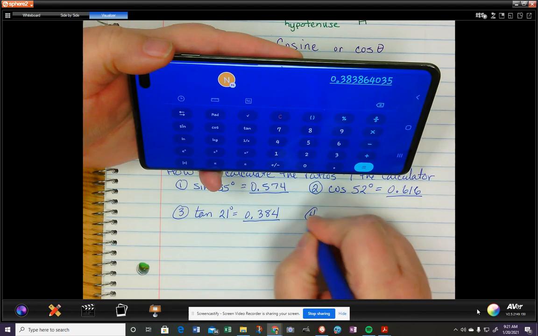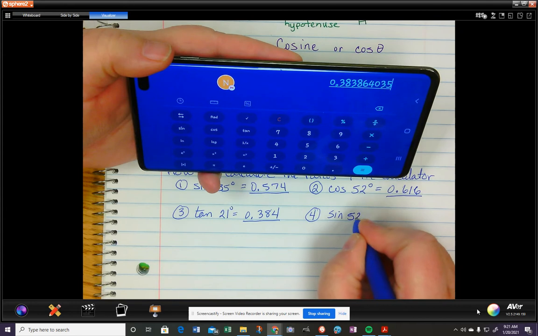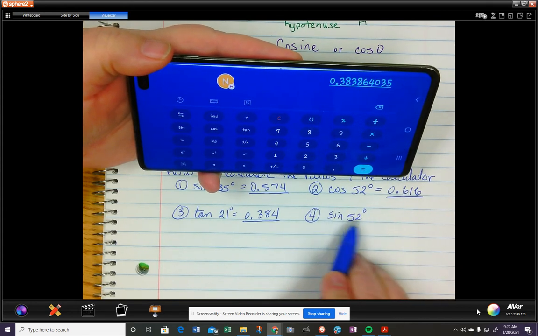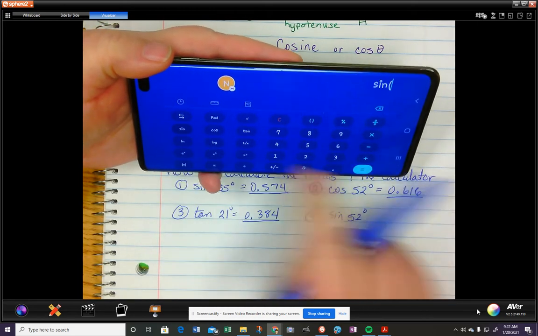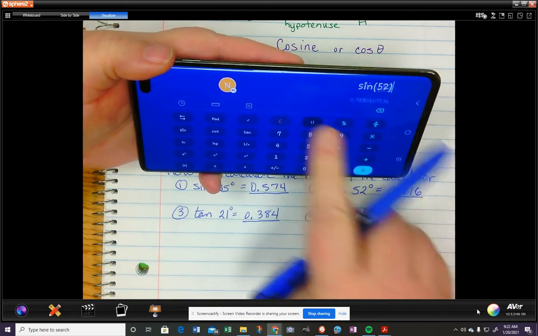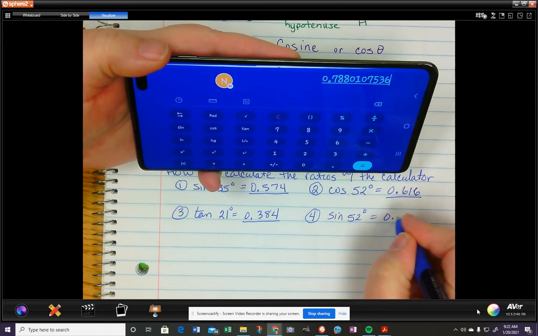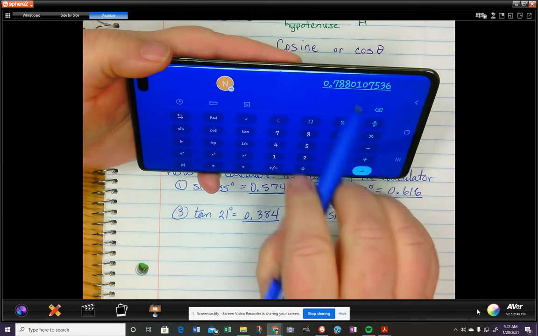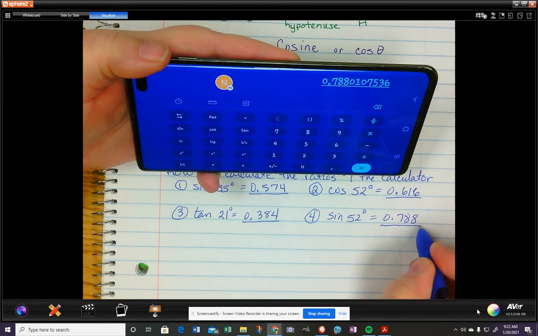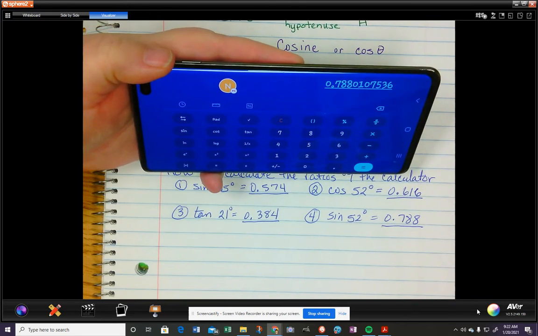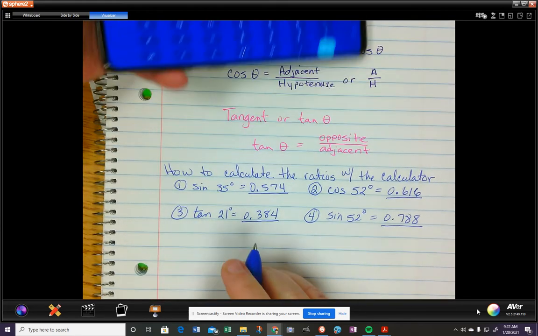One more, number 4. Sine of 52. You're like, wait, you did 52 already? Yes, but that was on cosine. Let's see what sine is. So clear your calculator. Sine 52, parentheses, equals 0.78. I look at the fourth number. It's a 0, so I keep it 8. And there's that answer. Pretty easy. That should give you a 100 on that assignment. Okay?